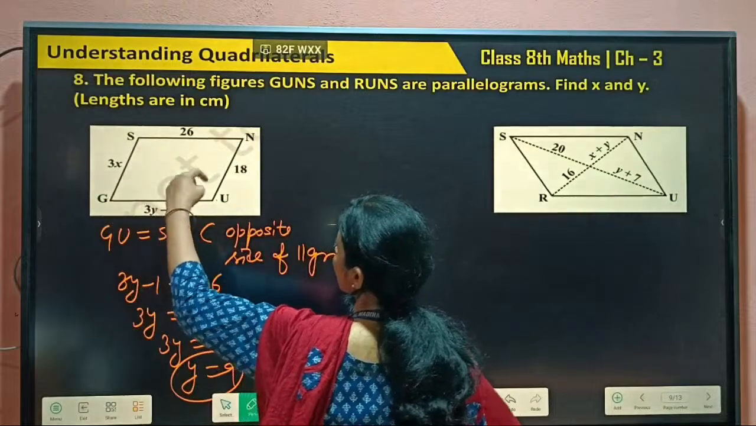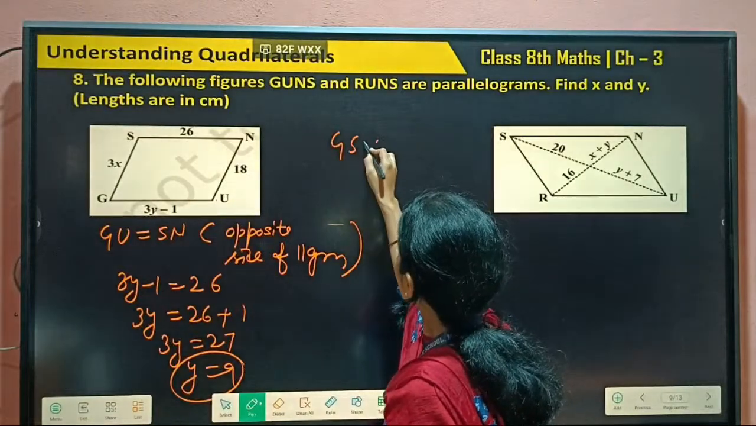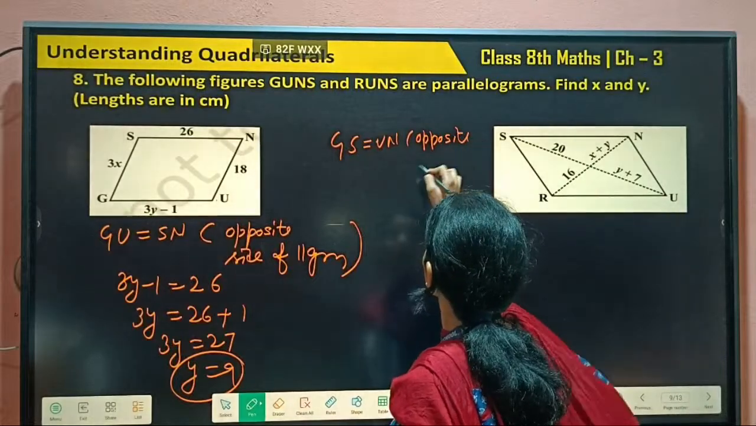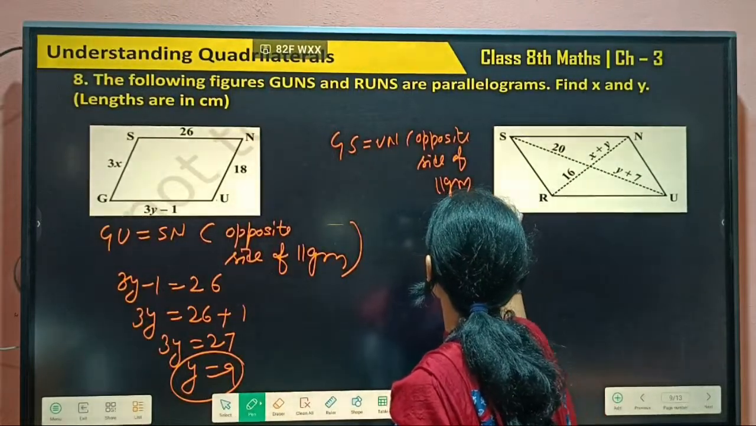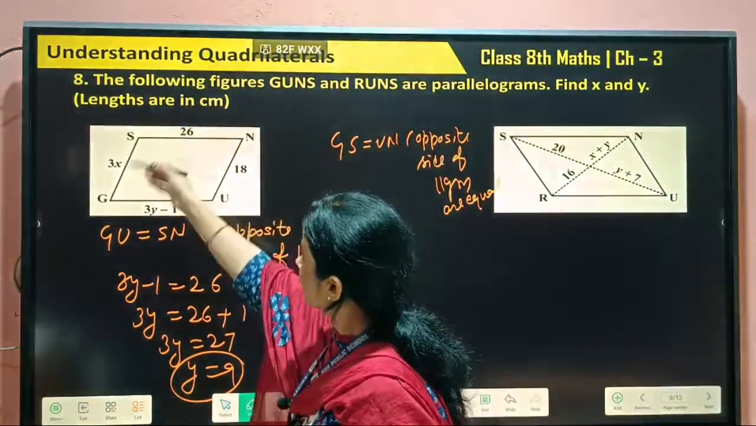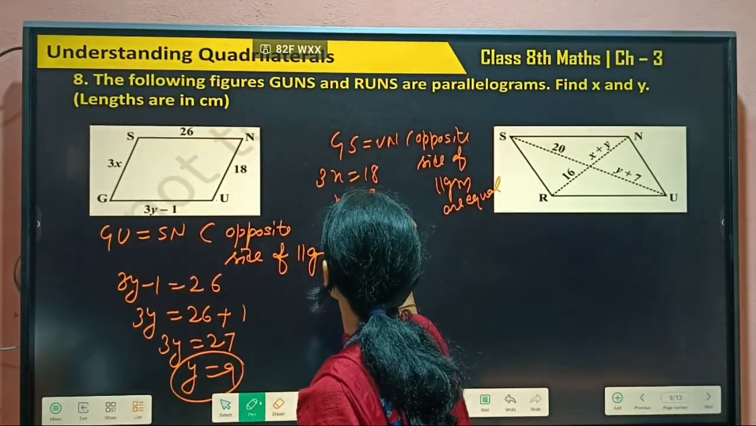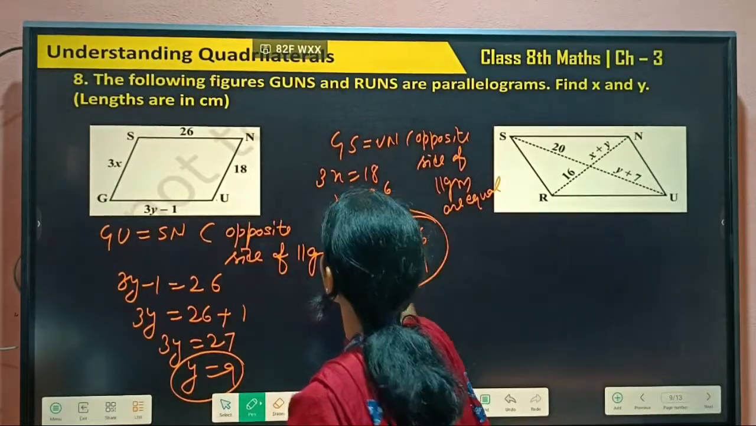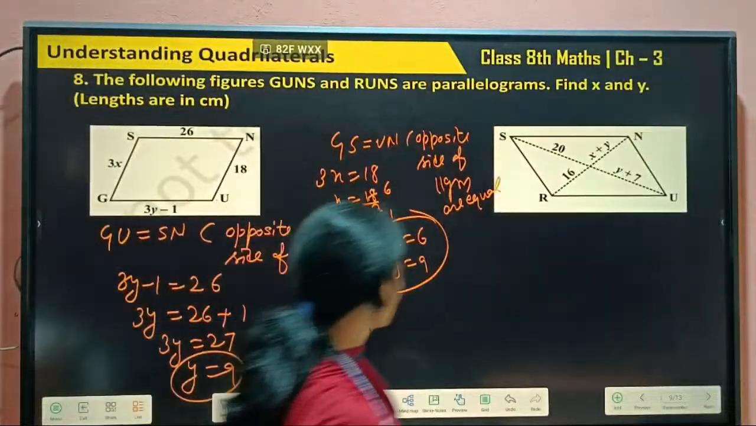Same way, GS is opposite to UN. Opposite sides of a parallelogram are equal. So from there, 3x equals 18 and x equals 18 by 3, that is 6. x equals 6 and y equals 9. In this parallelogram, the values are x equals 6 and y equals 9.